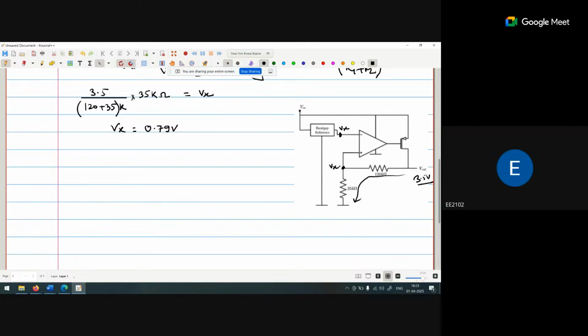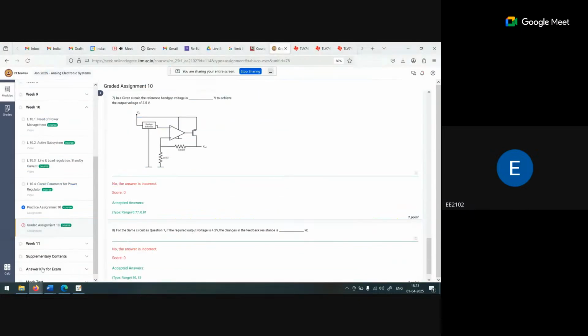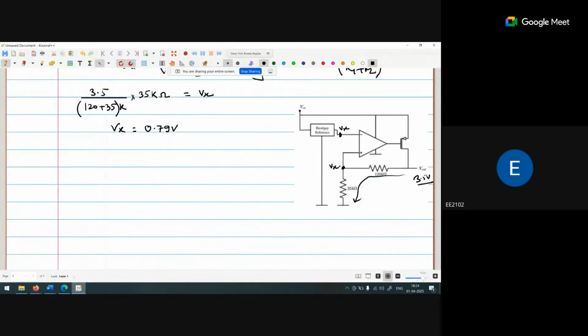Now, in the second question, question number 8, what we are asking is that now the output voltage is changed to 4.2. Okay, so this output voltage is changed to 4.2. This particular resistance I am calling Rx. Vx we know. We have to calculate the change in Rx.